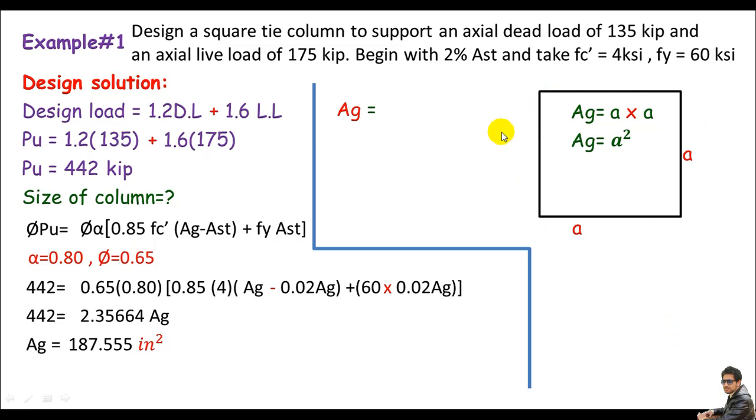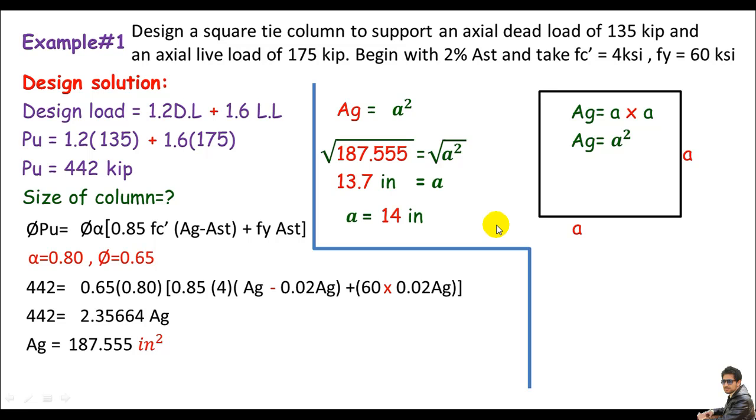Just look over here, AG is just a square, the side squared. Plug AG into this equation: 187.555 equals a squared. I need a, not a squared, so take the square root. According to equation rules, whatever you do to one side, you must do to the other side. Doing the math, you get a equals 13.7 inches. I'll use a equals 14 inches.